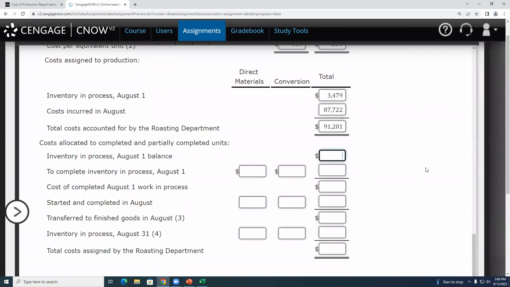And finally, we need to assign where those costs were, or determine where those costs were, what happened to them during the month. We started the month with $34.79 for our direct materials and conversion costs in the beginning inventory. To complete those units, we didn't add any direct materials because of our assumption that the direct materials were added when we started those units in July. But we did have to add conversion costs.